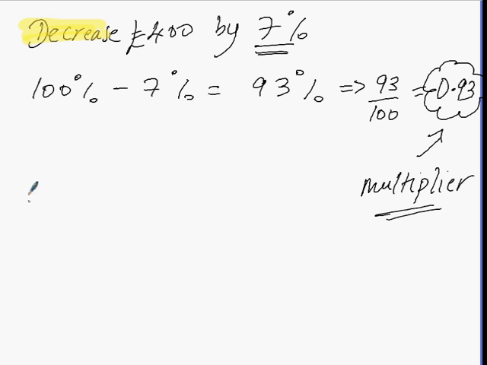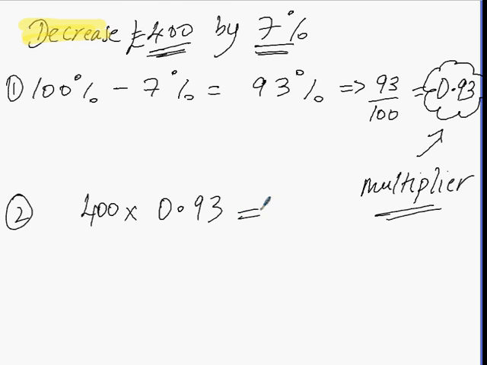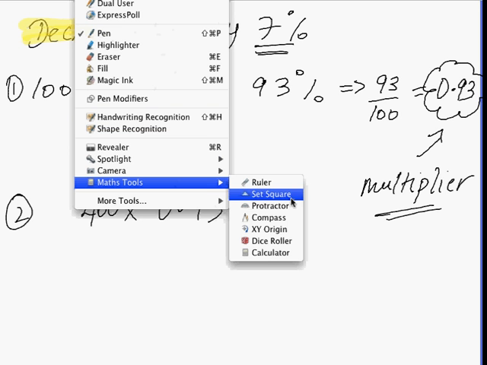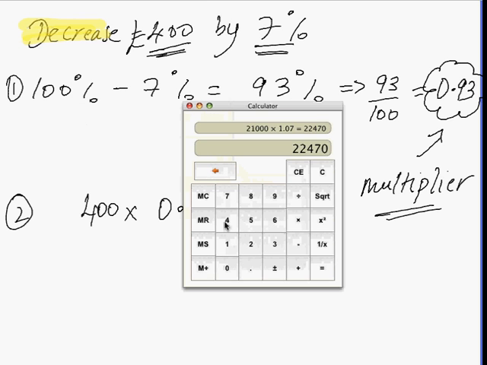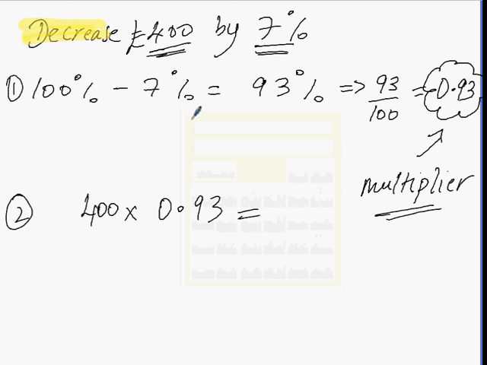Now, step number two, we're going to look at the number that we're going to deal with. So in our case, it's 400. And then we're going to multiply it with our multiplier, which is 0.93. And again, let's take the calculator. 400 times 0.93 gives me 372. So 372. So that's the new price, or how much I'm going to have left.